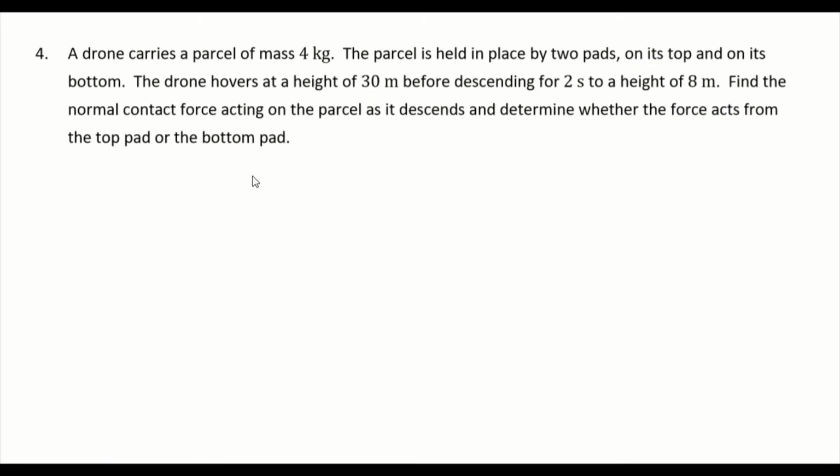Okay, number 4. A drone carries a parcel of mass 4 kg. The parcel is held in place by two pads on its top and on its bottom. Okay, so let's say this is our parcel.